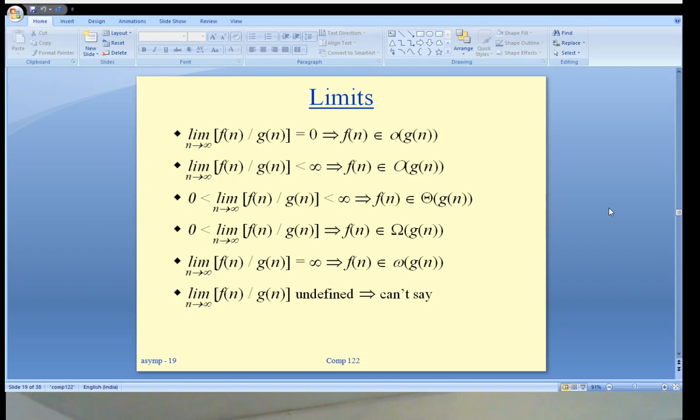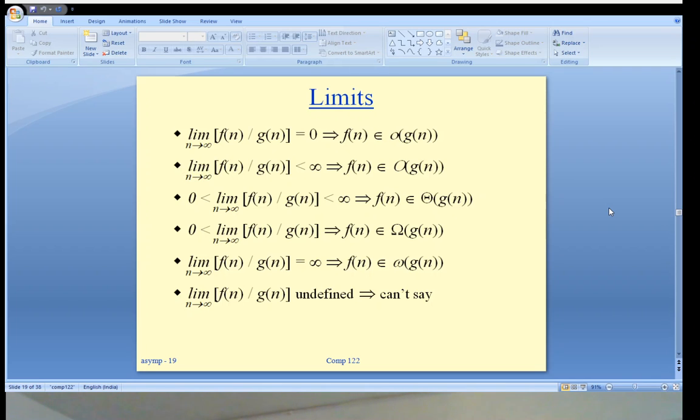So now there are certain cases. When the limit of Fn upon Gn is equal to 0, that is the case of little o notation. When the limit as n tends to infinity of Fn upon Gn is less than infinity, that is the case where Fn is big O of Gn.